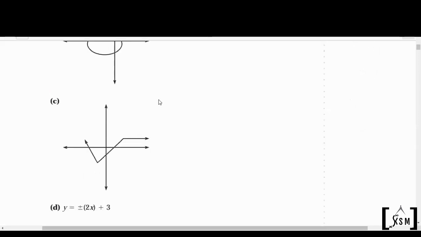Part C, when you do the vertical line test anywhere, this is the x-axis. So wherever you draw the vertical line, it only cuts once. It only cuts once. Okay. So yes, it is a function. Hope it makes sense.